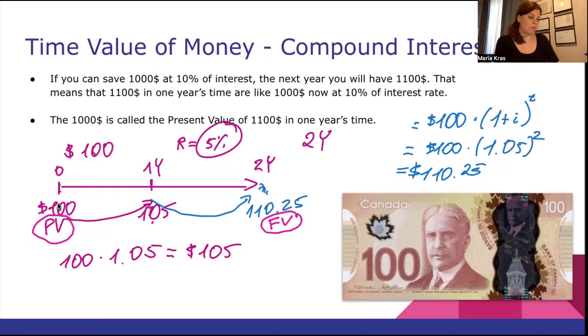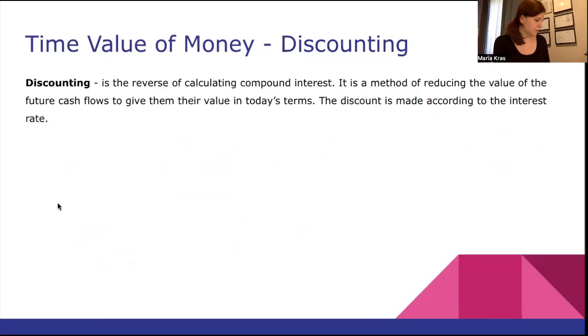So now let's suppose that you know the future value. You're given a project, and you're told something like, here is the business project, you will receive 100,000 in 3 years. How do you know how much this 100,000 is worth today? To find that out, you need to use the opposite of compound interest, which is called discounting. Discounting is the reverse of calculating compound interest. It's a method of reducing the value of your future cash flow from a business into today's terms.